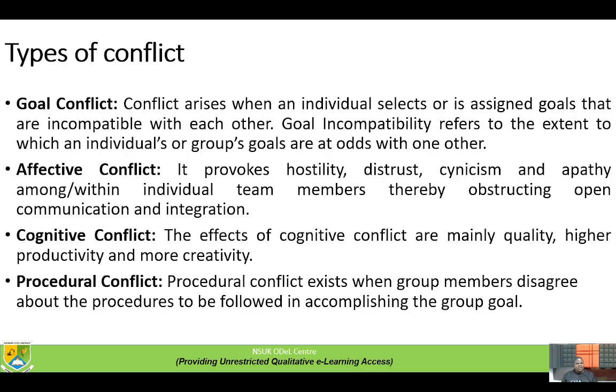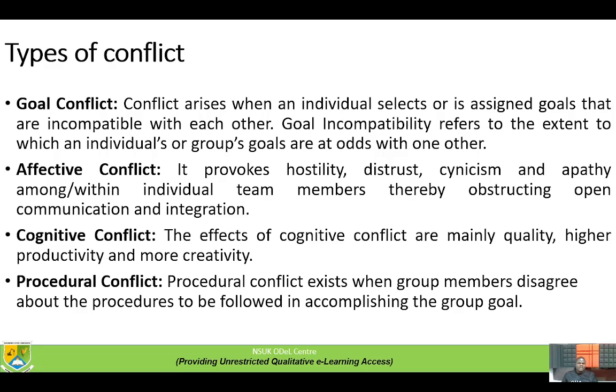So the first type of conflict is goal conflict. Goal conflict arises when an individual selects or is assigned goals that are incompatible with each other. Goal incompatibility refers to the extent to which an individual's or group's goals are at odds with one another.